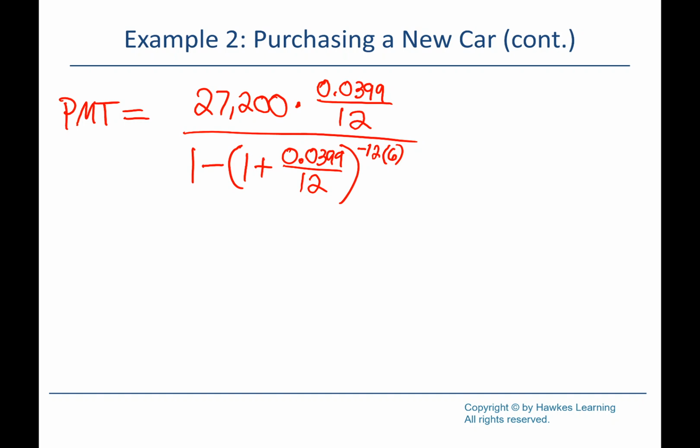This one, if you really want to, you can type it in all at once. I'm going to do the top and then the bottom and then divide. So again, I'm going to leave several decimal places here. So let's see, 27,200 times 0.0399 divided by 12. On the top, this one's not too bad. It comes out exactly to 90.44.